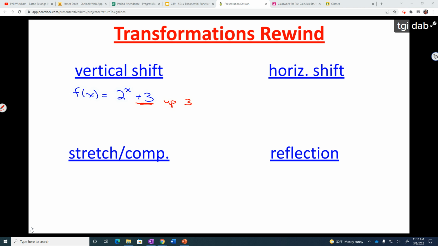And notice this is on the outside, we would say. So it's going to change the y's. We're going to move all the y's up 3. And then the opposite would be if we have, let's say, 2 to the x minus 2. That's the opposite effect, right? Minus 2 out here, and we move it down.